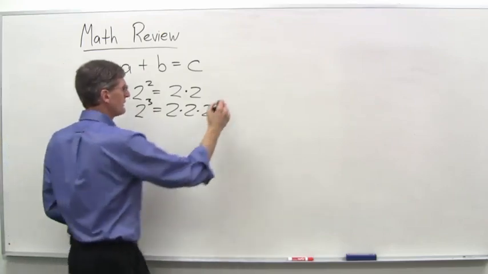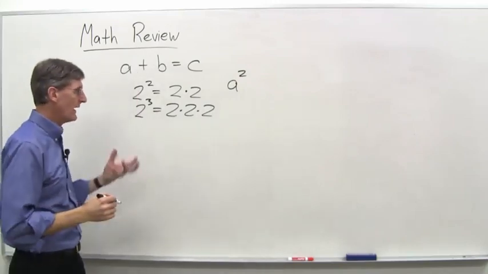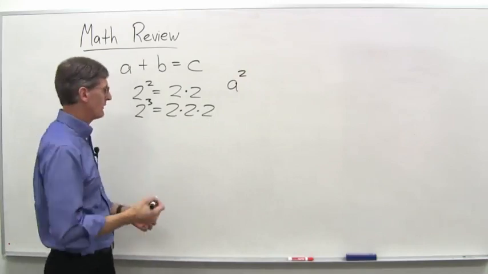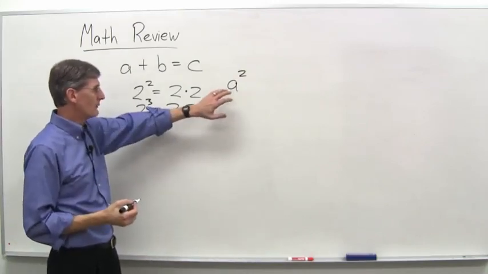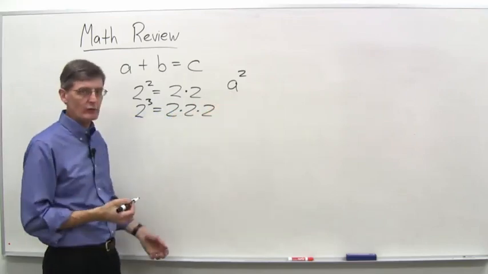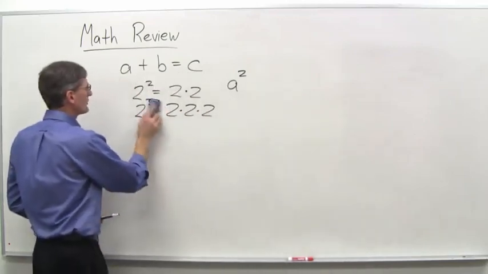So we can also talk about something like a squared, certainly a number squared, a cubed. I don't think we really actually get into anything more than squared in here, if I remember correctly. But we'll see a lot of squares: a squared, b squared, x squared, y squared, things like that. So just remember how that works.